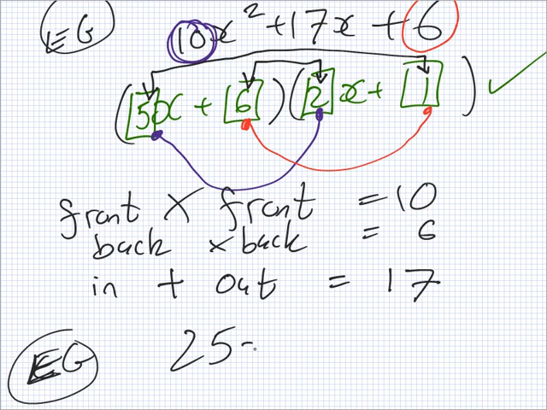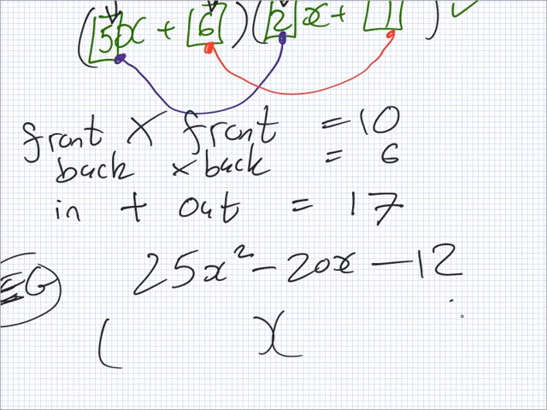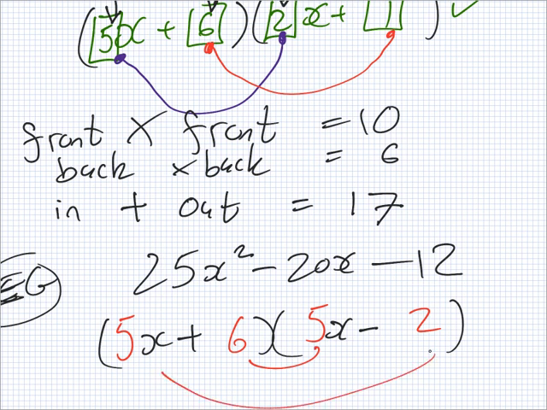Okay, next question. Last one now, the hardest one. 25x squared minus 20x minus 12. Right, so front times front is 25, back by back is minus 12. So one of them must be a plus and the other one must be a minus. Well, okay, let's try 5 and 5 and 6 and 2. 30 minus 10. Well, is it? Because this is positive 30 minus 10.